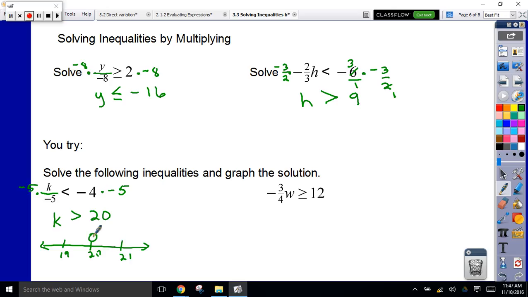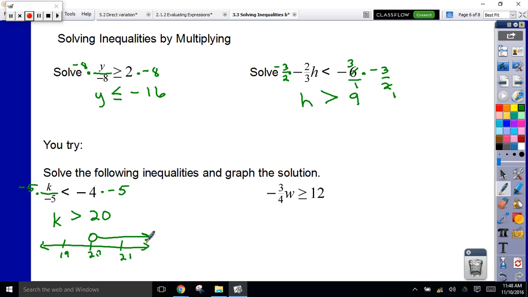Did you say open or closed? Okay, what I thought you said. Left, no. K is greater than 20. If we go left, is 19 greater than 20? No, so our arrow needs to point in the other direction. This arrow means it goes on forever. So all of the numbers greater than 20 are included in our graph.